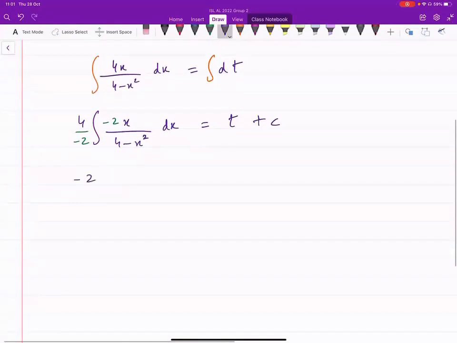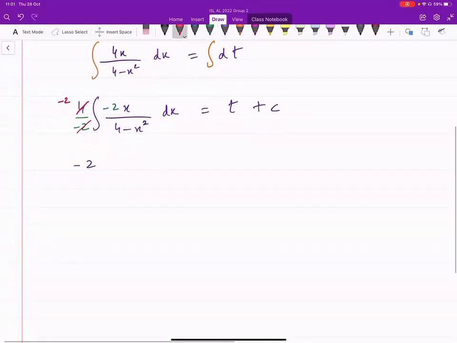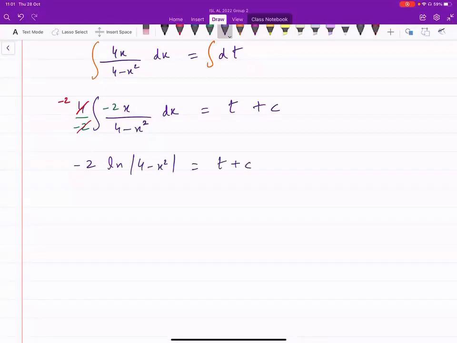Now you've got -2 outside. This is -2. Inside you've got the log form, so it becomes -2 ln of 4 minus x square, that equals t plus c. That's the solution of the differential equation, the general solution of the differential equation.